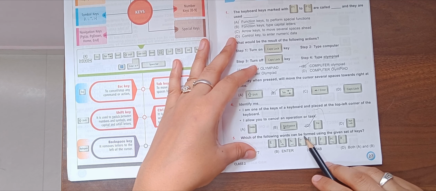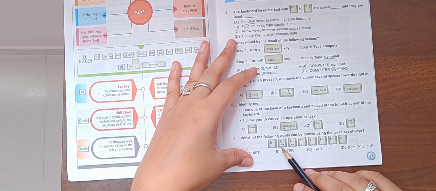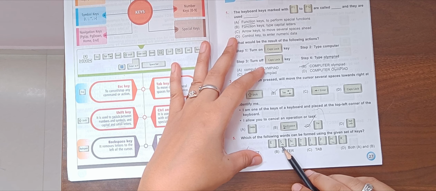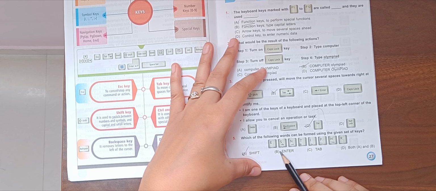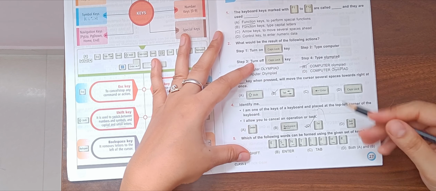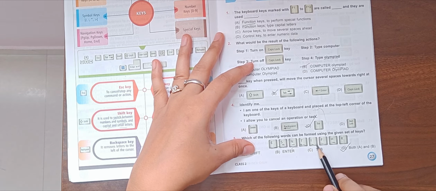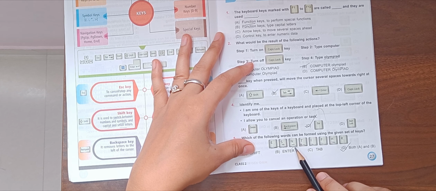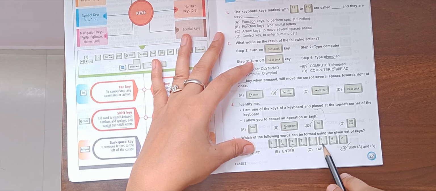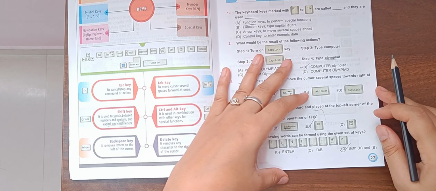Which of the following words can be formed using the given set of keys? So the answer is, we have the shift and enter. So the answer is both A and B, because we have the enter, ENTER, and shift, SHIFT. So both A and B we can make.